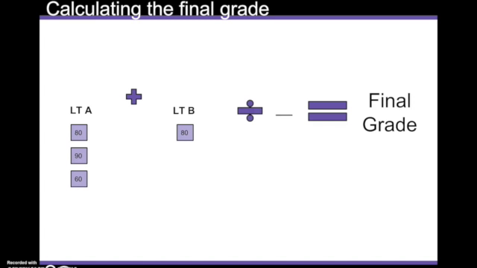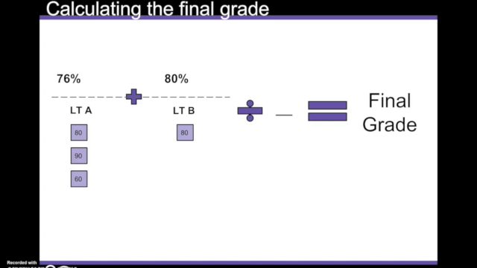JumpRope uses a regular average to calculate a score for each learning target based on the assessment scores in that learning target. So for example, learning target A has 80 plus 90 plus 60 divided by 3. That gets us 76%. And learning target B has only one assessment at 80%, divided by 1 is 80%. Now, we might think that JumpRope is just going to add together 76 plus 80 and divide it by 2 to get the final grade. That would give us a final grade score of 78%.